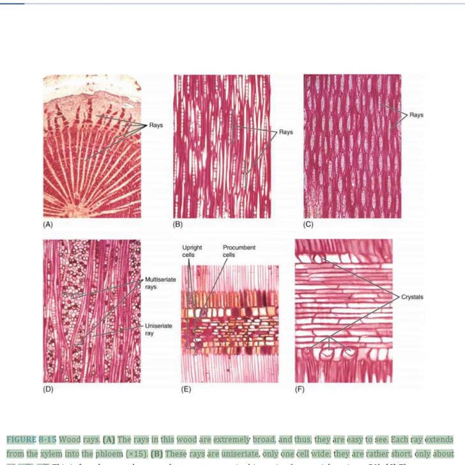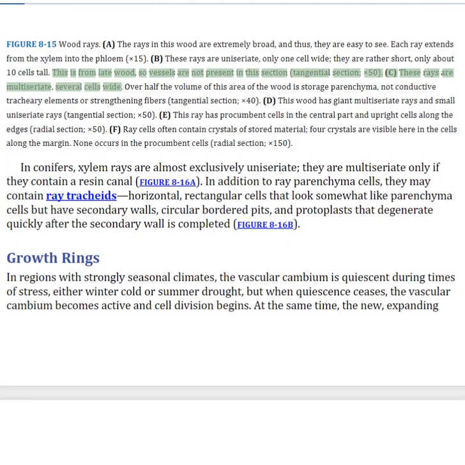Figure 8.15, wood rays. The rays in this wood are extremely broad, and thus, they are easy to see. Each ray extends from the xylem into the phloem. These rays are uniseriate, only one cell wide. They are rather short, only about 10 cells tall. This is from late wood, so vessels are not present in this section.